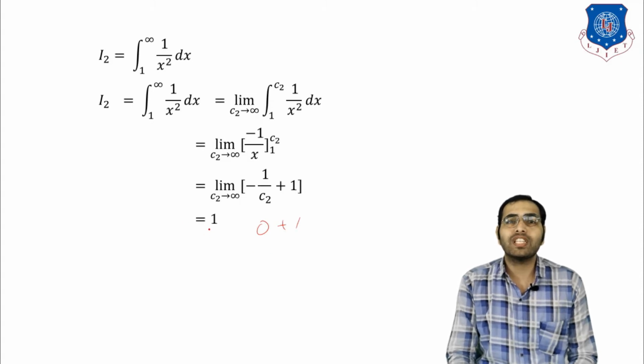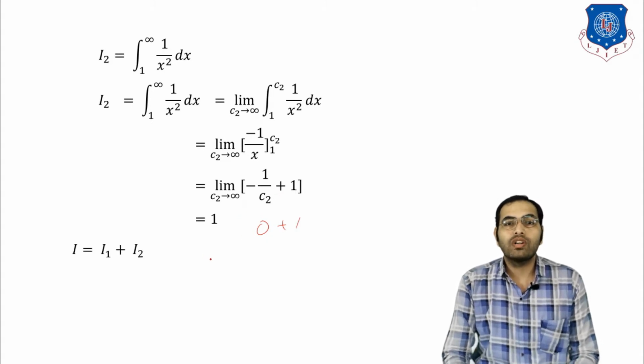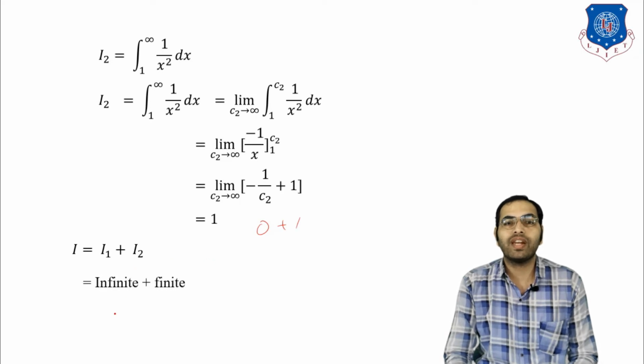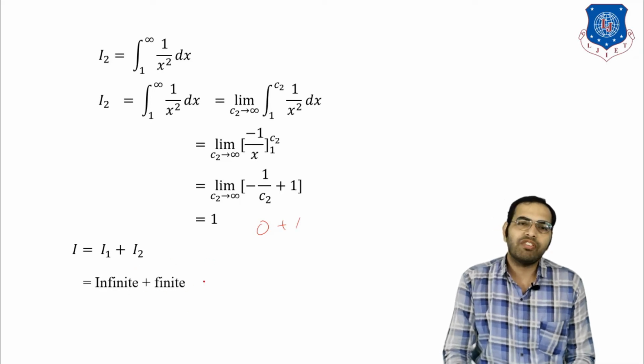Here the second integral is finite, but the first integral is infinite, so the total integral I equals I1 plus I2: first infinite, second finite, then infinite plus finite is infinite.